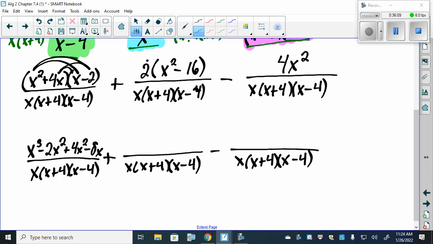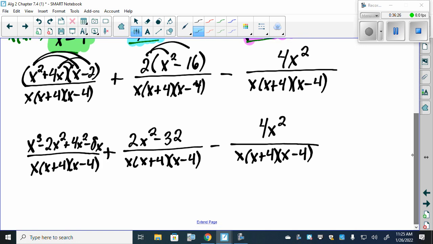Then for the middle, we're going to distribute the 2. So 2 times x squared is going to be 2x squared. And 2 times negative 16 is going to be negative 32. And the last one's still going to be 4x squared. Any questions on this here?